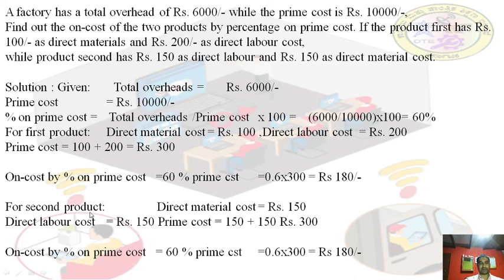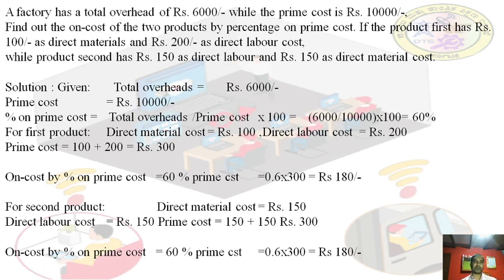Now for the second product, the direct material cost is rupees 150 and the direct labor cost is also 150. So the prime cost is direct material cost plus direct labor cost, 150 plus 150, that will become 300. So the percentage on prime cost is again 60% of the prime cost. The prime cost is rupees 300. 60% of 300 is nothing but 180.